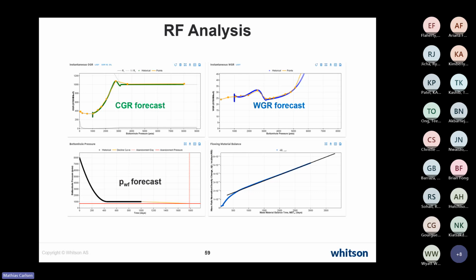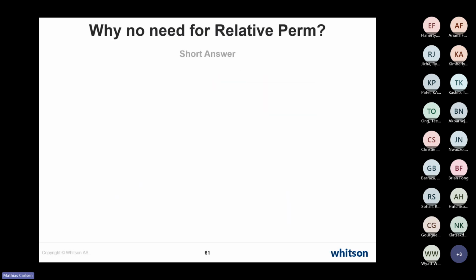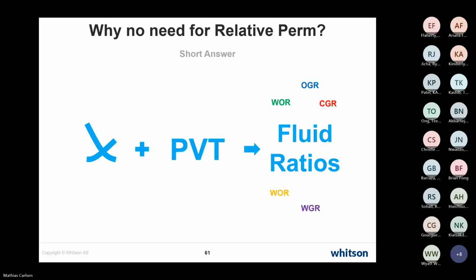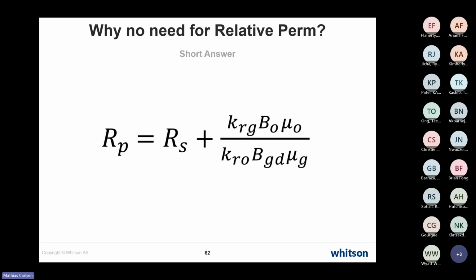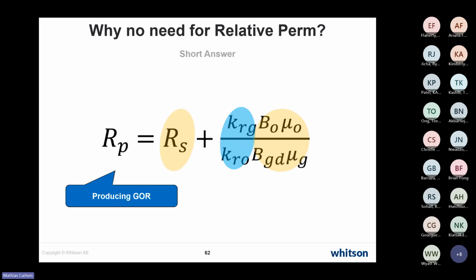If you already have the ratios, and I've been forecasting the ratios just empirically here, I wouldn't need rel perms to get a recovery factor. While in a numerical model, I would need it, and we'll talk about that also. If you want to convince yourself that a producing ratio is a function of PVT properties and rel perm terms, you can just look at this equation right here. You see that the blue term is a rel perm term, and then you have a PVT term, and the combination of these two gives you the producing GOR.